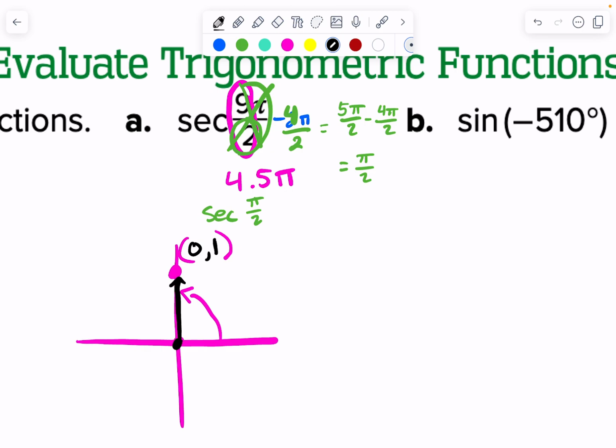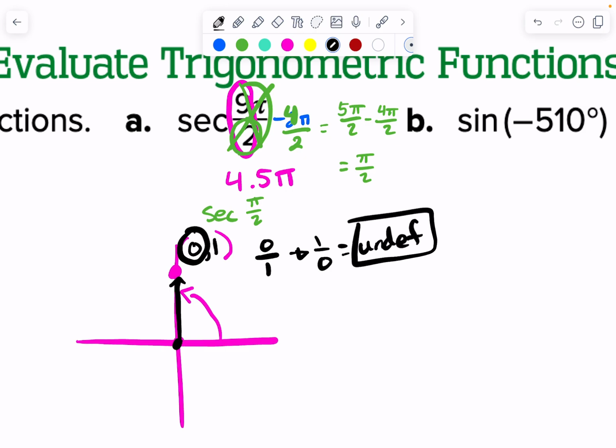Now, secant has to do with cosine, and cosine is the x coordinate, right? And secant is the flip of 0. If I take 0 and flip it, 0 as a fraction is 0 over 1, and if I flip it, it becomes 1 over 0. And 1 divided by 0 is undefined. So that's what I'm going to get for part A: undefined.